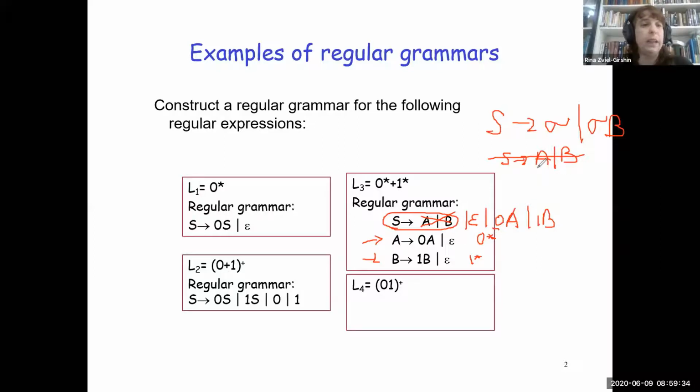S derives A, S derives B was a unit rule, and you have a well-defined algorithm how to eliminate, how to remove all unit rules.